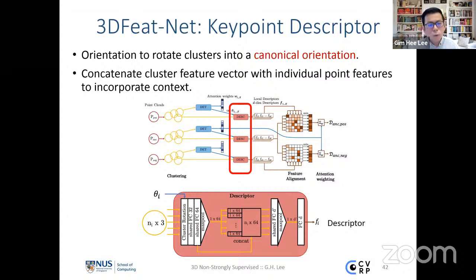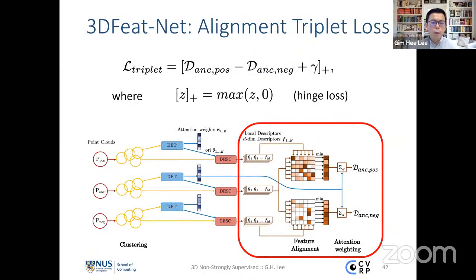And of course, we'll pass this orientation that we have estimated from the detector network, as well as the input point clouds, the clusters that we have sampled from the iterative furthest point, into the descriptor network, and this will output the descriptor. This is essentially a vector which describes our key point that is detected from the first step. Then finally, we'll put all this into our alignment triplet loss.